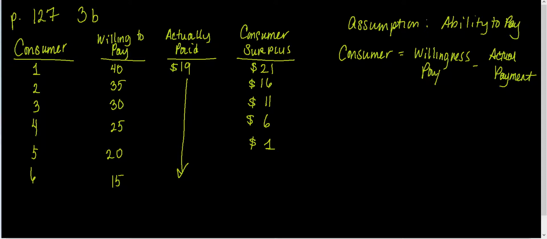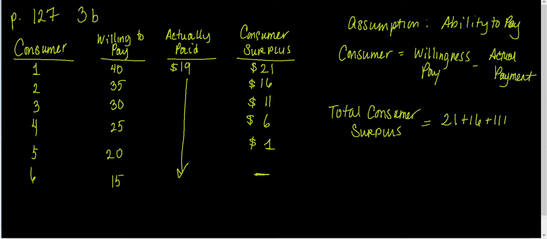Okay, so now let's consider the total consumer surplus, just the sum of all the individual surpluses. And so we have 21 plus 16 plus 11 plus 6 plus 1, and that gives us a total of 55. Okay. So that is the consumer surplus if the actual price paid is 19.